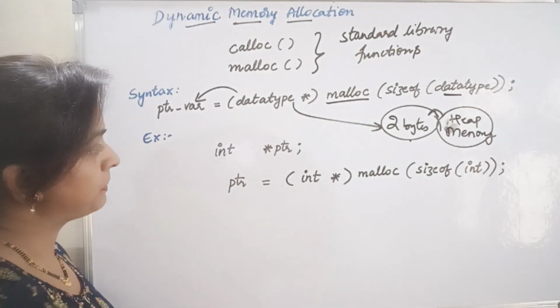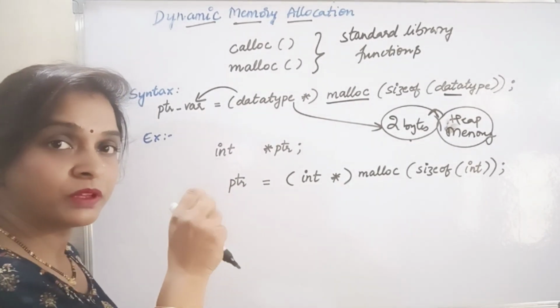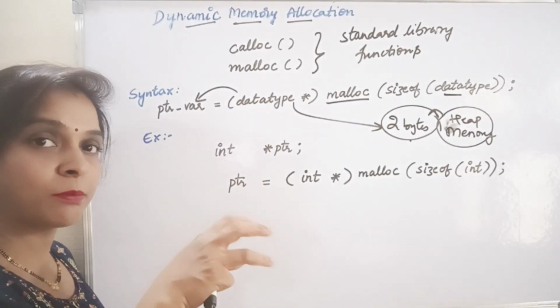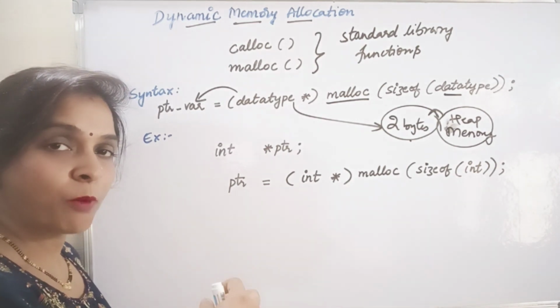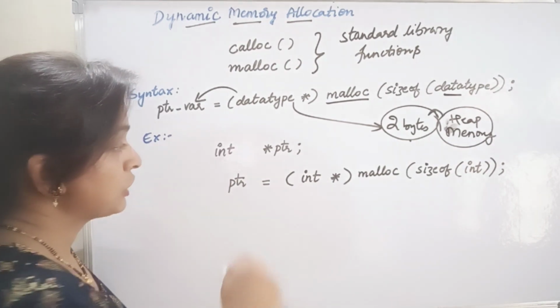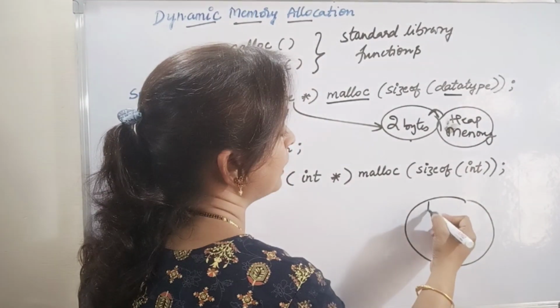A small example: you have an integer pointer, which means it can point to a location that can store integer type of data. It can point to, for example, 2 bytes of memory, and that pointer is pointing to 2 bytes of memory, which means I can store integer data there. So I just say integer pointer, malloc function, from the heap memory.